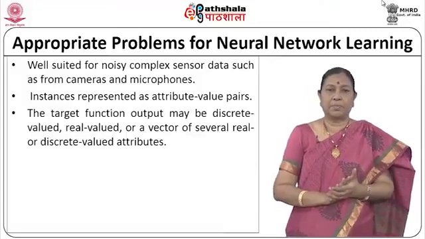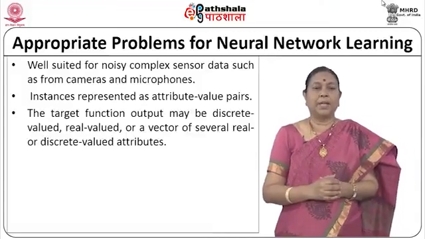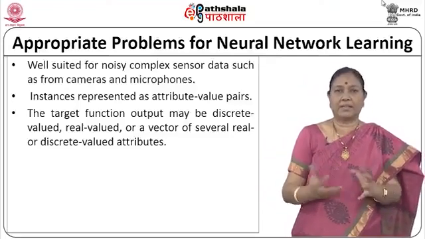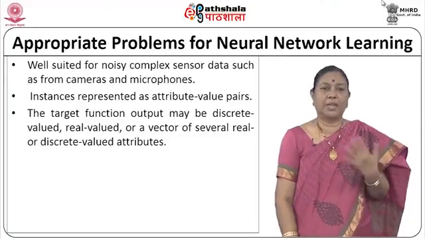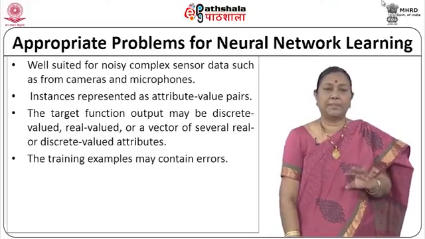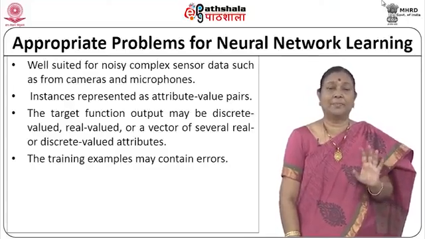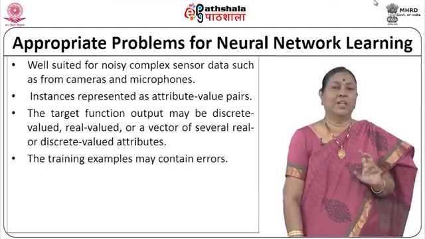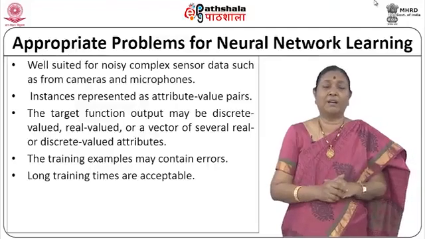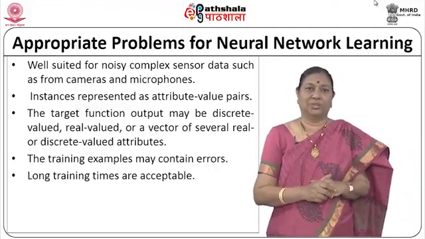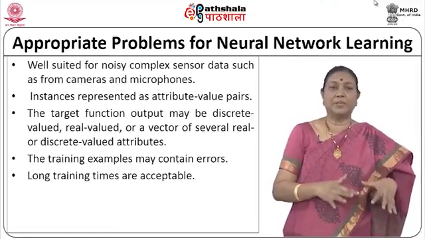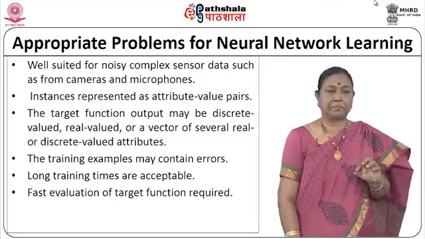The target function output, what you want as output, may be discrete valued, may be real valued, or it could be a vector of several real and discrete valued attributes. So the output can be just discrete, just real, or a combination. The training examples may contain errors. This is another interesting property of learning using neural networks. Long training times are acceptable, this is a negative. Here you cannot do it in real time, you have to do the training offline, and you must accept that it will take quite some time.